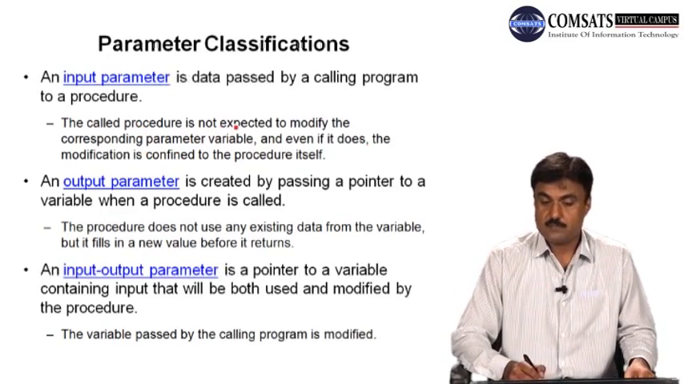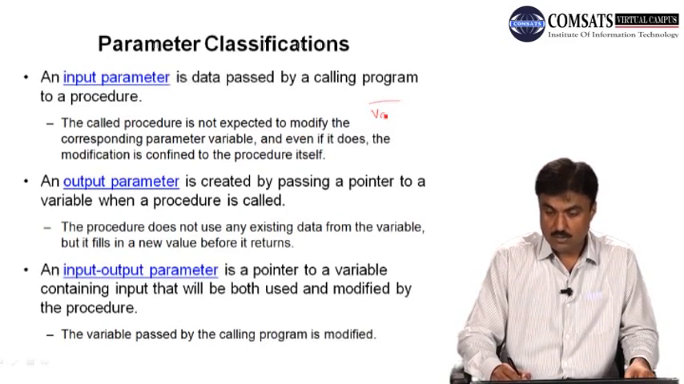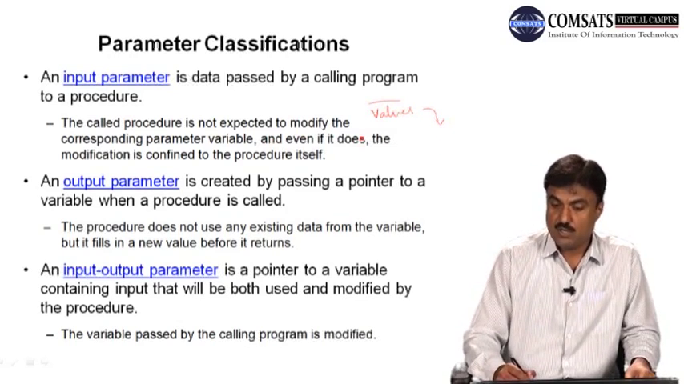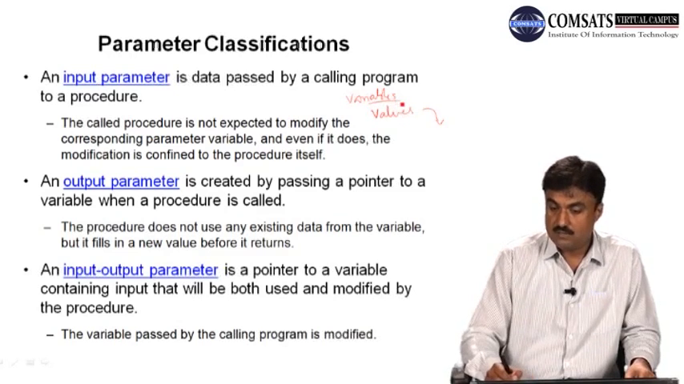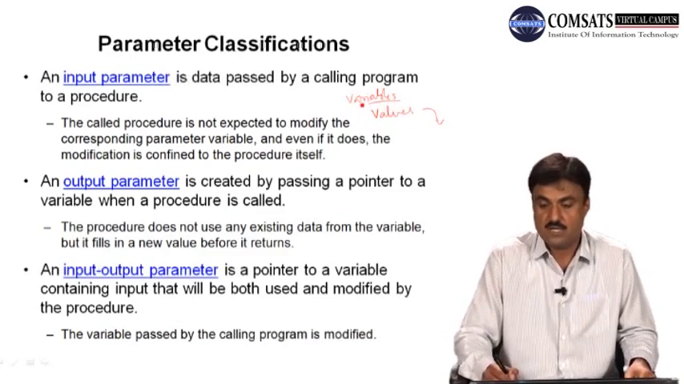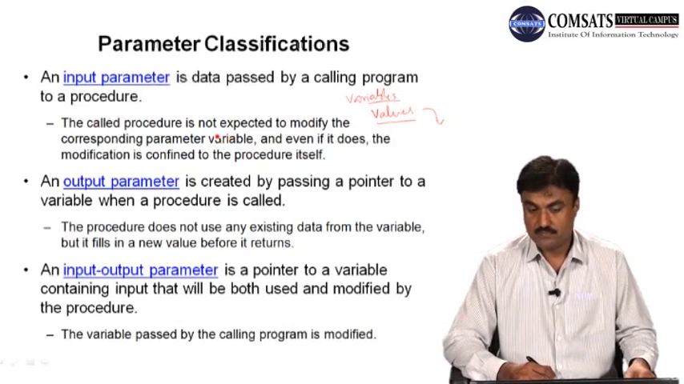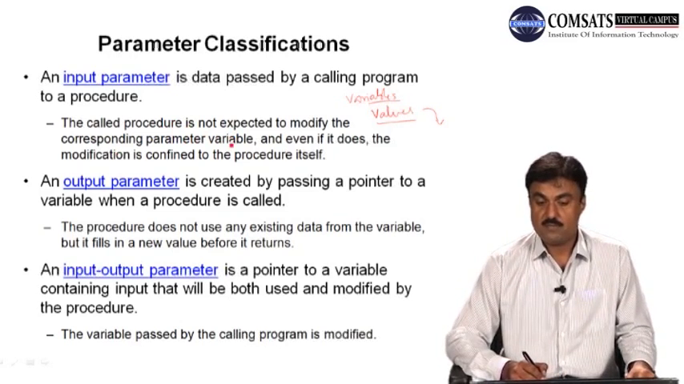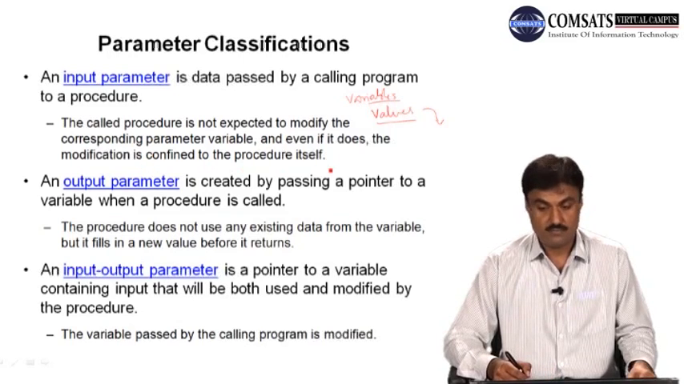The called procedure is not expected to modify the corresponding parameter variables. So we just pass the values, and these values are being used by the procedure. However, the actual variables' values are not being changed. The procedure is not expected to modify the corresponding parameter variable, and even if it does, the modification is not confined to the procedure itself.